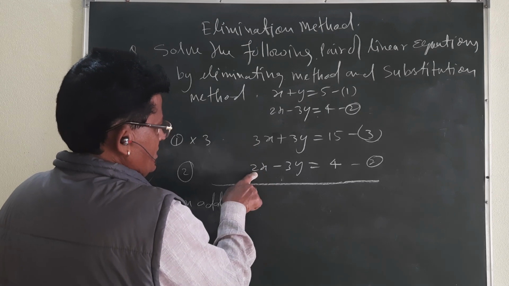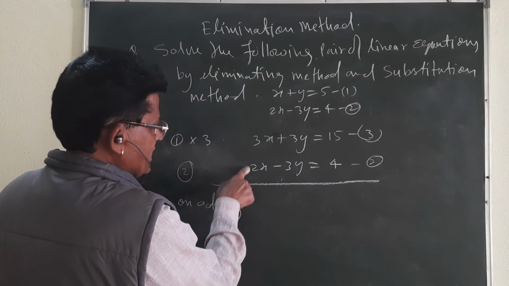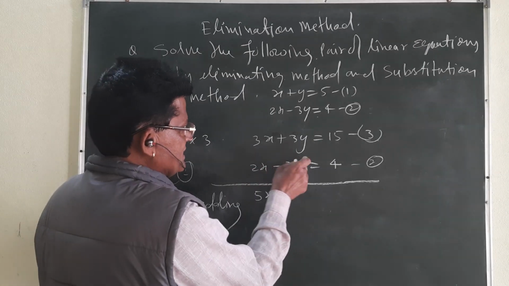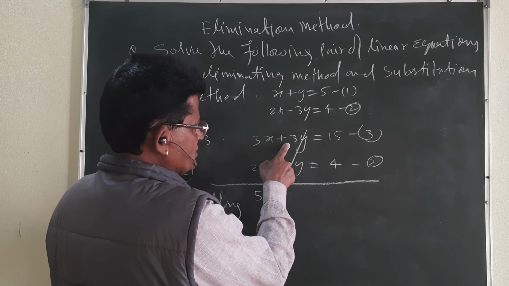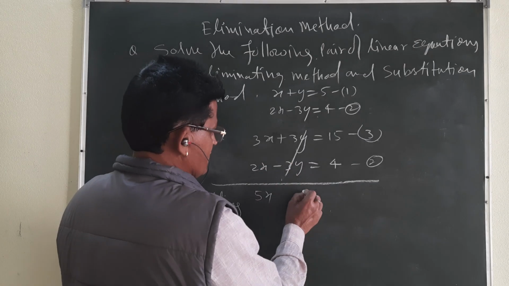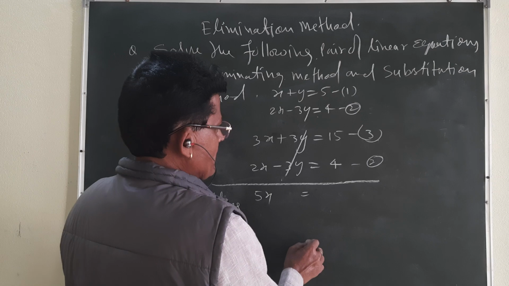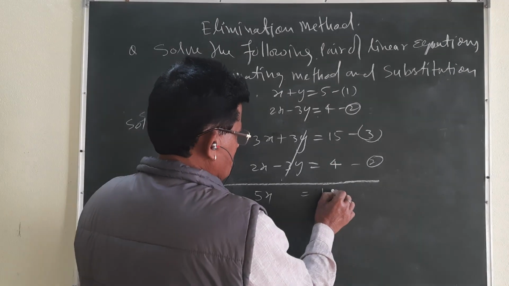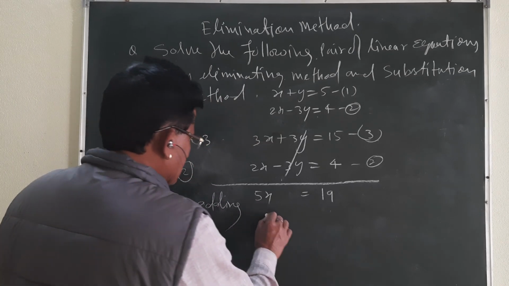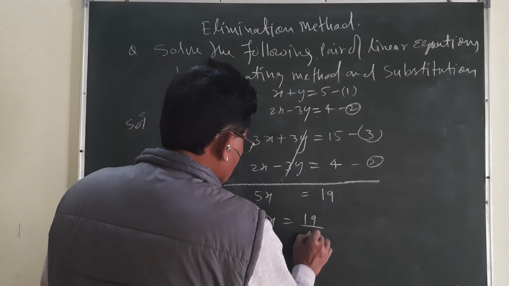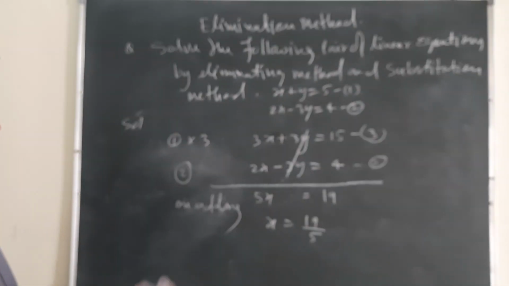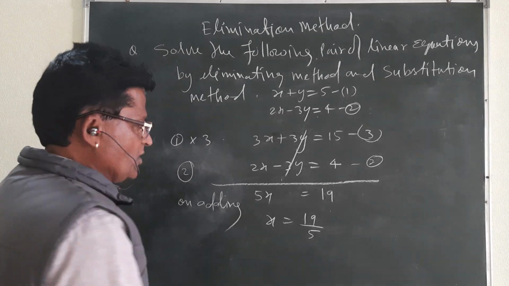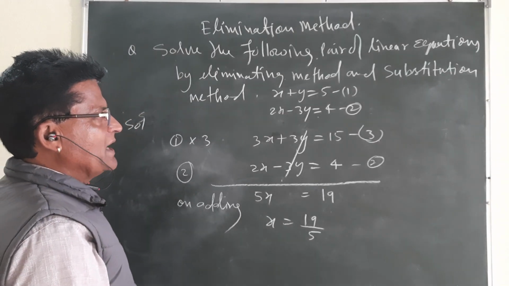On adding, 2x plus 3x is 5x. The 3y and minus 3y cancel, because 3y minus 3y is 0. On the right side, 15 plus 4 is 19. So 5x is equal to 19 and x is equal to 19 by 5. Very simple, we got its value. But this is only the value of x. We also need the value of y.